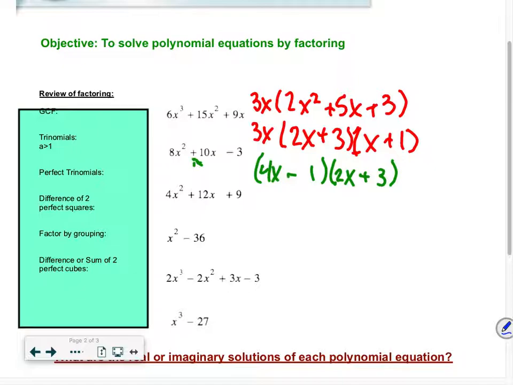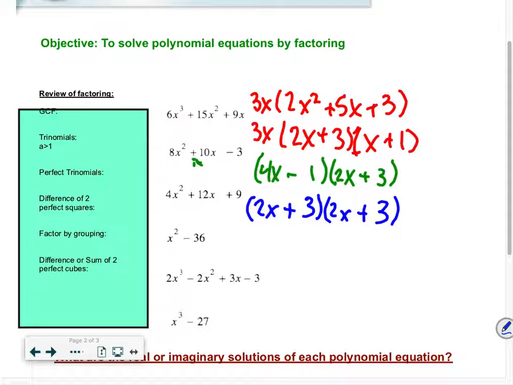Can I pull anything out of these 3? No. So right away I'm going into my factors. 4, I can have 1 and 4, and 2 and 2. 2 and 2 is what works. 9, I can have 1 and 9, and 3 and 3. 3 and 3. They both need to be plus because these are both plus.